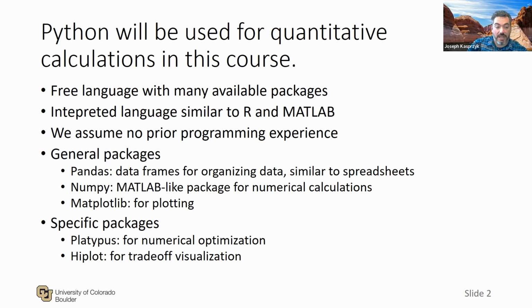We'll also be using NumPy, which is a MATLAB-like package for numerical calculations. One of the things that's nice about NumPy is that the calculations for loops and that kind of thing are much faster than pandas. So you'll see that we'll bounce back and forth between these two libraries. The libraries are related to each other anyway. And then we'll also develop plots using things like matplotlib. There are packages that people have developed for particular things like numerical optimization. Platypus was developed. There are packages for trade-off visualization. And so with only a few lines of actual code that you have to write, you'll be able to do a lot of different things.